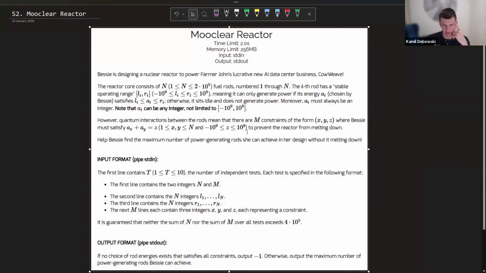And there are M constraints of this form, where a pair of rods has a condition that the sum of their values needs to be exactly equal to z. Now, first thing is, you can kind of intuitively maybe even guess from the names of variables, n, m, the m always connects two things, that it is beneficial to think about it as a graph.